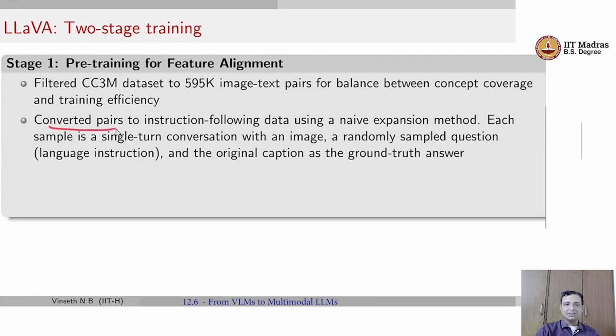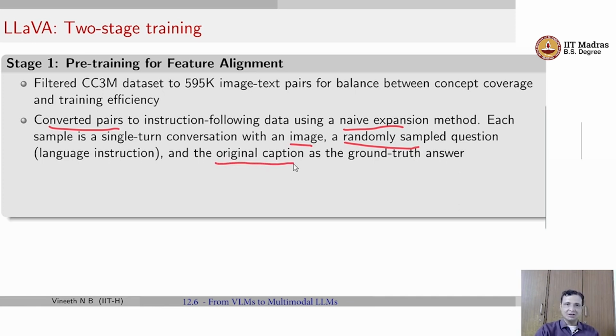They converted these image-text pairs to instruction following data. What does that mean? They approached this using a simple expansion method. For every sample, they converted it to a single-turn conversation, which means given an image, they randomly sampled a question, which is a language instruction. A question could be, can you tell me something about this image? That could be the question that's posed to the LLM. And the original caption for the image is the expected ground truth answer.